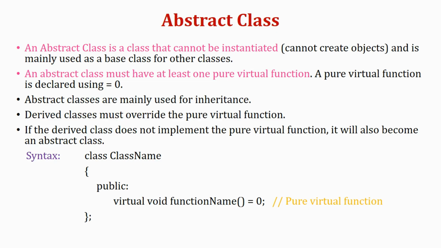Abstract classes are mainly used for inheritance. The derived class must override the pure virtual function. If the derived class does not implement the pure virtual function, it will also become an abstract class. The syntax here: class name, and then access specifier, where the pure virtual functions are declared. So the class becomes an abstract class.